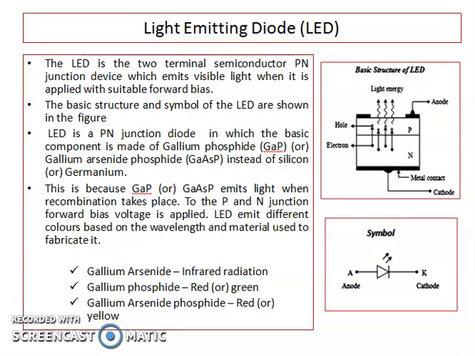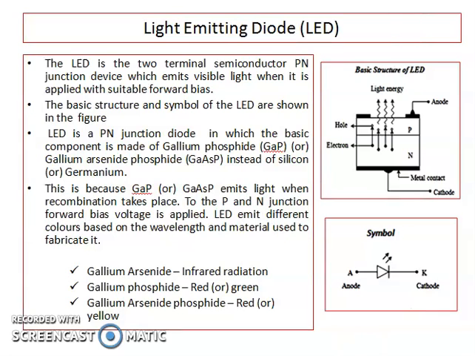The LED is a two-terminal semiconductor PN junction device which emits visible light when it is applied with suitable forward bias. The basic structure and symbol of the LED are shown in the figure. Here we can say it is a symbol. In the symbol we can find that the arrow mark indicates the light is emitted. Even though the symbol looks like a diode, from the arrow mark we can identify that it is not an ordinary diode, it is a light emitting diode.